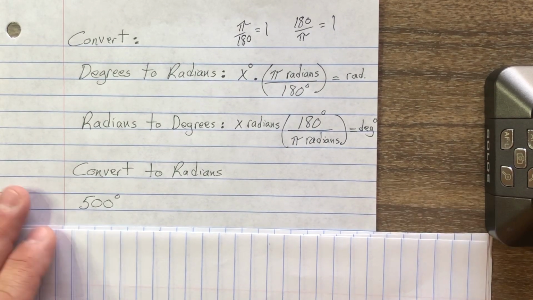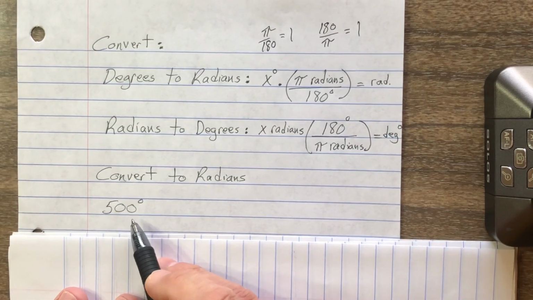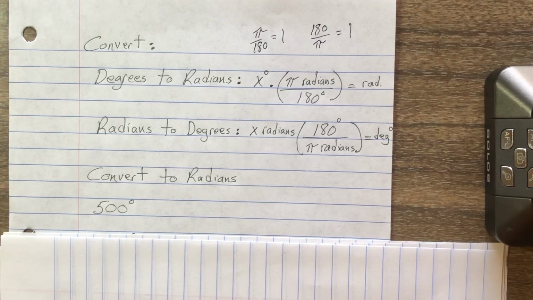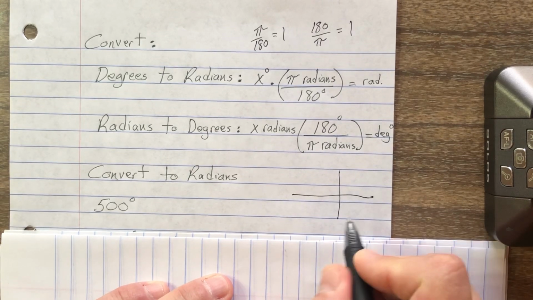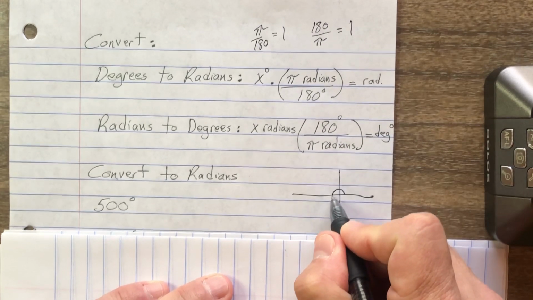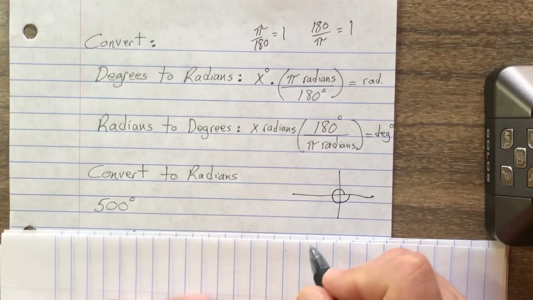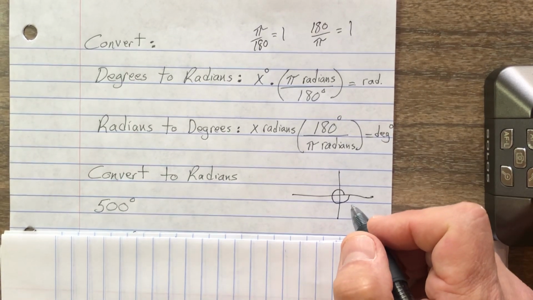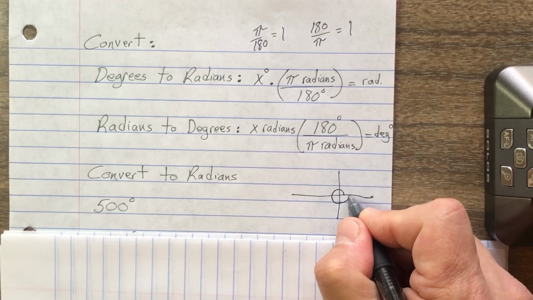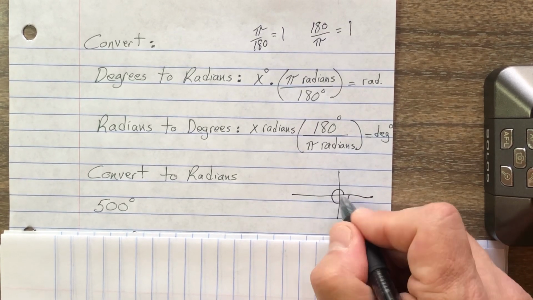When you're converting to radians, you're starting out with something in degrees. Here's 500 degrees. Now, is it possible to have something that's more than 360? Yeah, of course it is. So you start here. Here's my unit circle. If we have an angle that goes all the way around to here, that would be 360. 360 plus another 90, how much is that? Well, you just keep going until you get all the way over to 500 degrees.